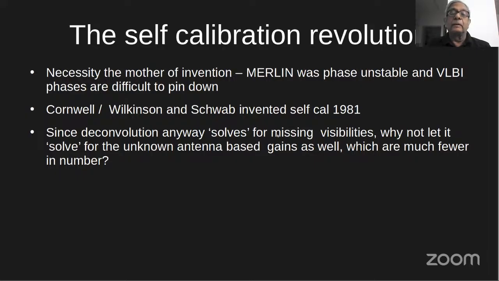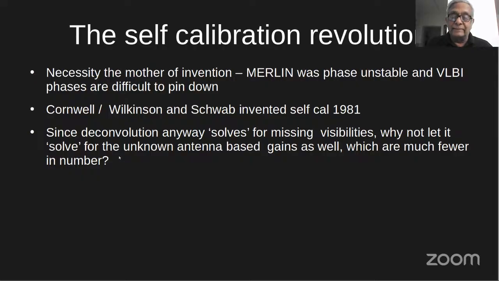But you also have these N unknown antenna-based gains. So in the scalar or copolar case, it's one complex number at each antenna. Now, if you can use the deconvolution algorithm to tell you something about N squared missing visibilities, surely it can tell you something about N antenna-based gains. So this was the idea behind self-cal, right? Which actually Cornwell and Wilkinson called Cortel, correction at individual telescopes. And Schwab, I think, called it global fringe fitting, but in any case, okay?